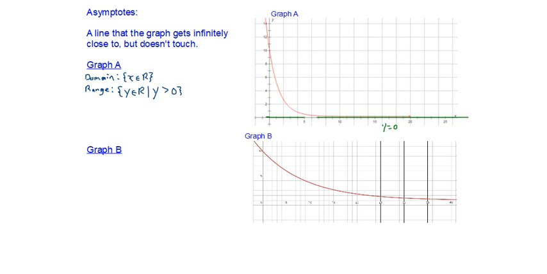All right, let's talk a little bit about the x-intercept or x-intercepts. There aren't any because this graph will get closer to the x-axis but never actually touch it, so there are none.